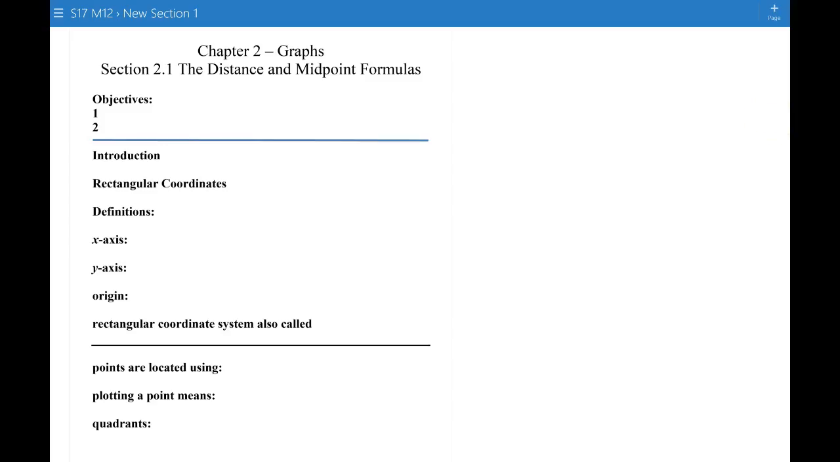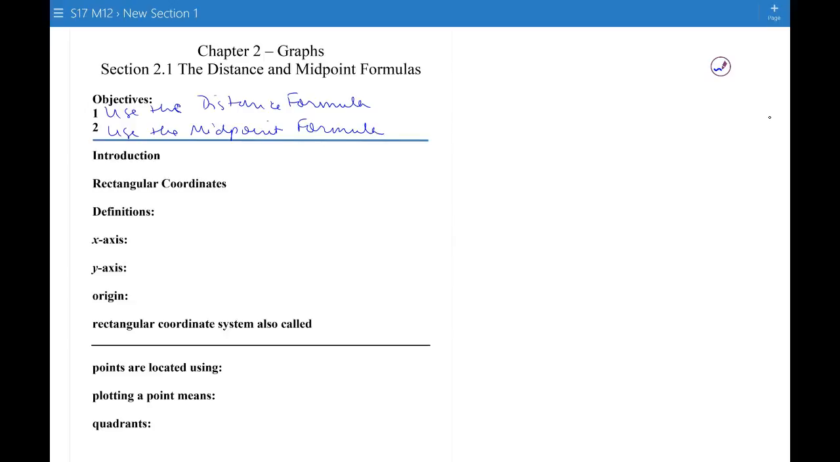So we're starting into chapter 2, talking about graphs, lots of different kinds of graphs. We're going to start with some pretty simple concepts here, the distance formula and the midpoint formula. So we're just going to work on using the distance formula and using the midpoint formula. This section is going to go really quickly.